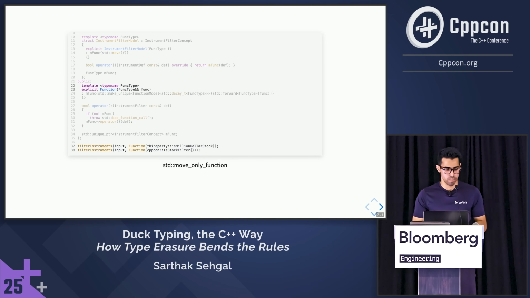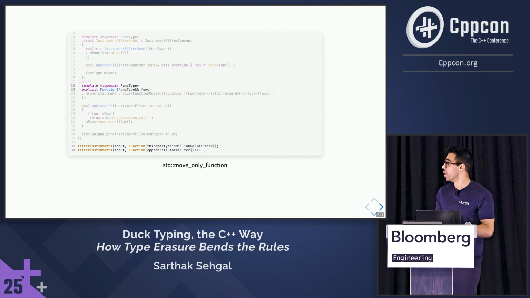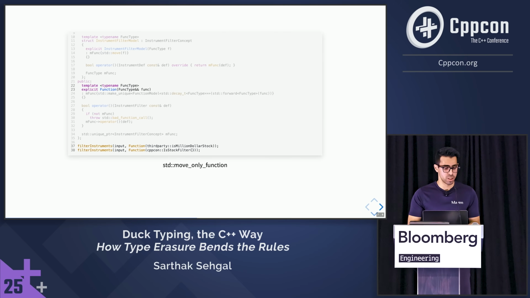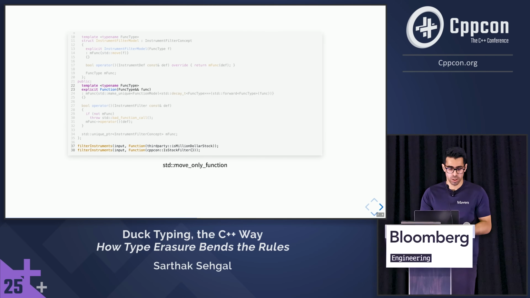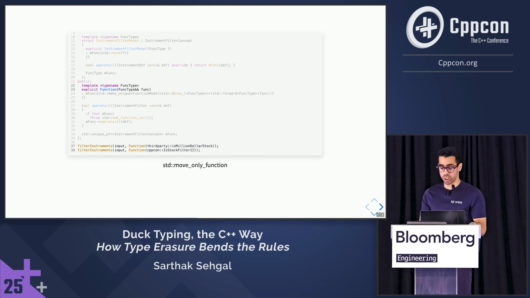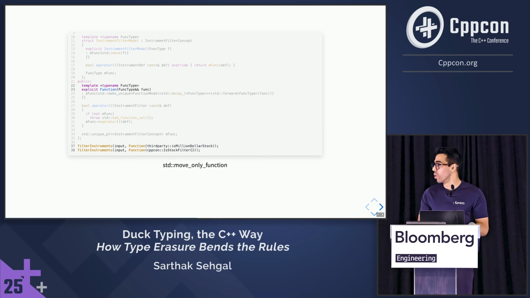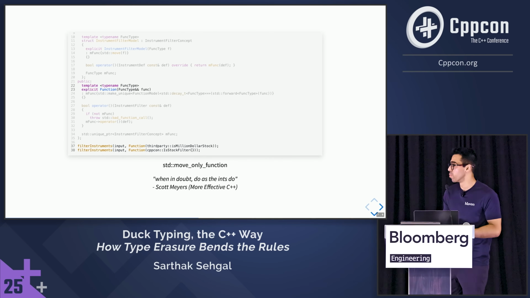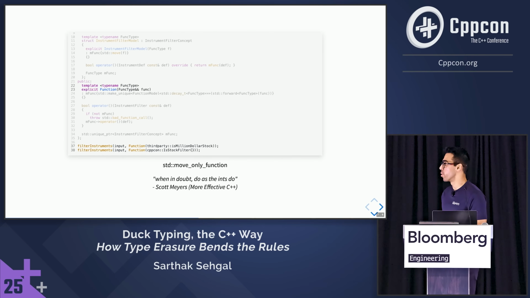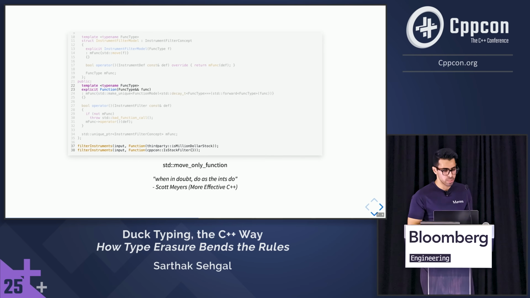All right, so now all we need to do is call filter instruments using any function, simply create a function object, and it should be usable. This implementation is obviously very raw, but close to what a std::move_only_function would look like. It's move only because I'm still using unique pointers in there. And as Scott Meyers said in his book, More Effective C++, when in doubt, do as the ints do. So let's try to provide some value semantics to this class.